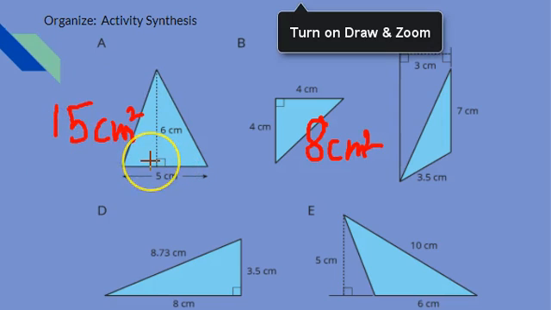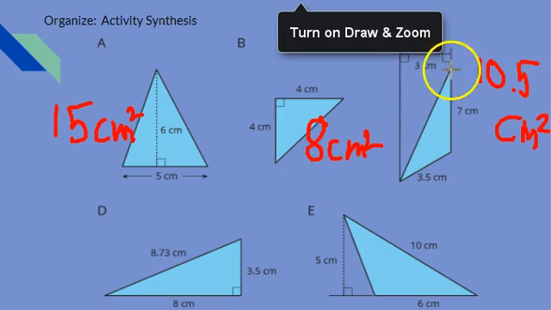So for A, should have had 15 square centimeters, because 6 times 5 is 30. Half of that would get you 15. For B, we have 4 times 4, which is 16. Half of 16 would get you 8 square centimeters. C here would have been 3 for the height, and you had 7 for a base. 3 times 7 is 21. Half of 21 would get you 10 and 5/10.